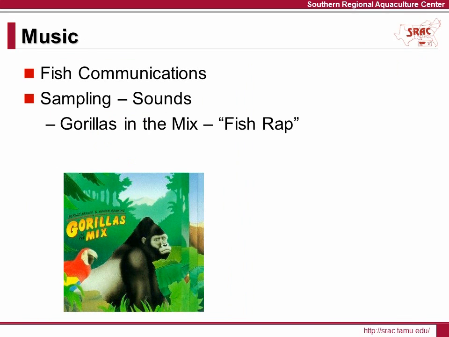I know what you're thinking. Fish and aquatic critters and music? Whales and many fish make sounds to communicate. And to some scientists, that's music to their ears. But for the rest of us, here's an example of what we think of when we think of music. Gorillas in the Mix is an album made entirely of sampled animal sounds, and it includes the Fish Rap, with a number of sampled aquatic animal sounds.